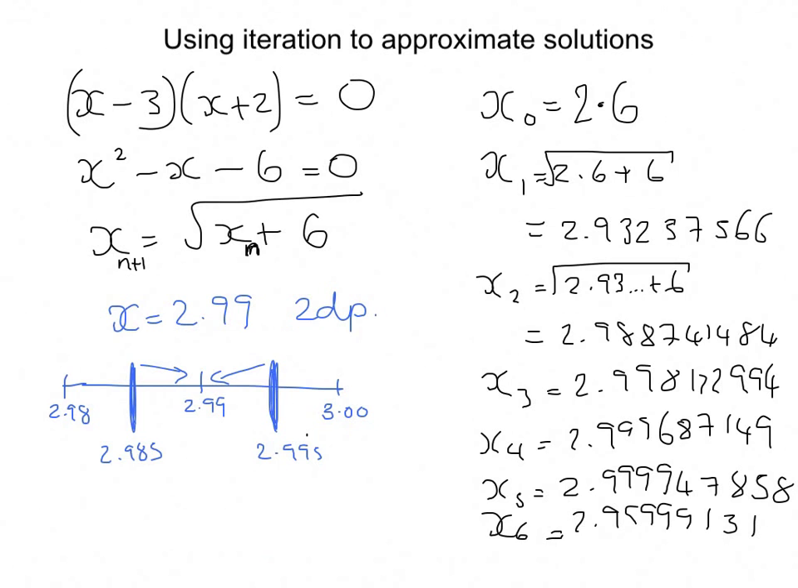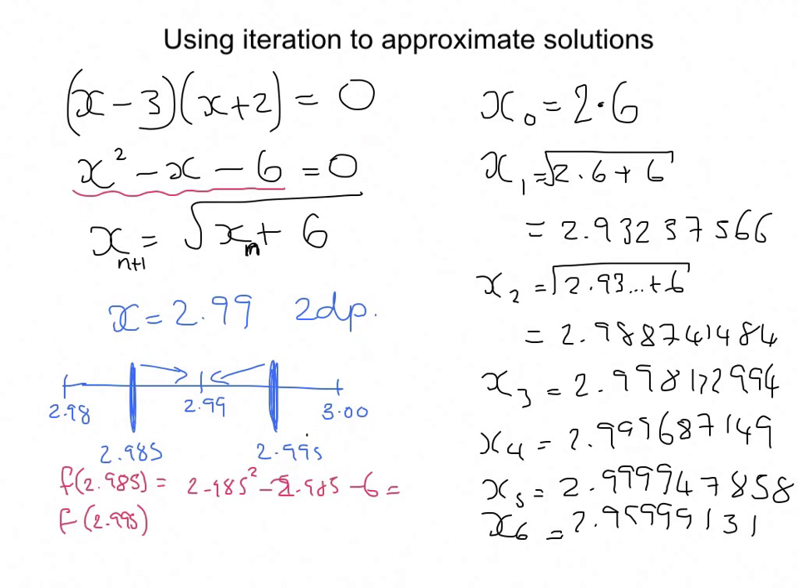So what we'd do is we would do f of 2.985, the original function that we wanted to equal 0, so that would be 2.985 squared minus 2.985 minus 6, and see what we get. And then we would do f of 2.995, remembering f is the function that we wanted to be 0, so that would be 2.995 squared minus 2.995 minus 6, and one of these should come out positive and one should come out negative. A sign change proves that there's a root between those 2 points, which means that regardless of where it crosses over, it will definitely round to 2.99 to 2 decimal places.